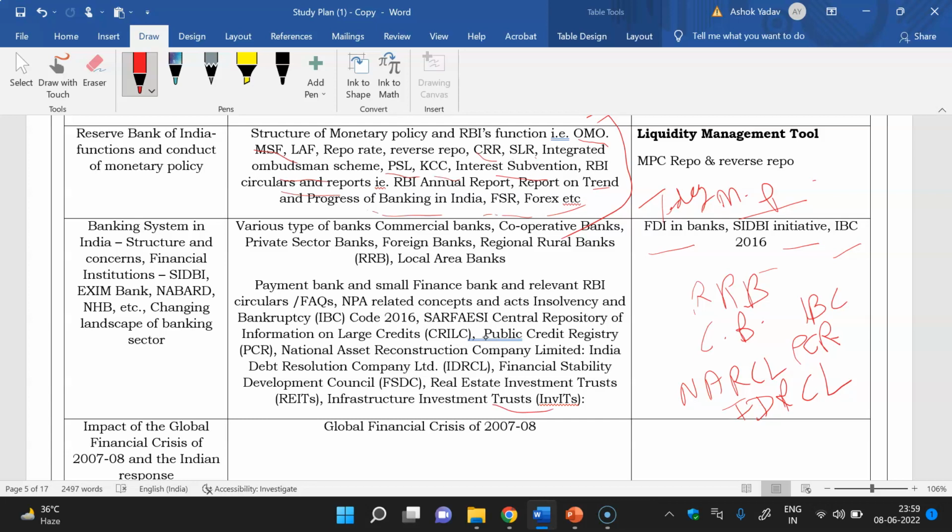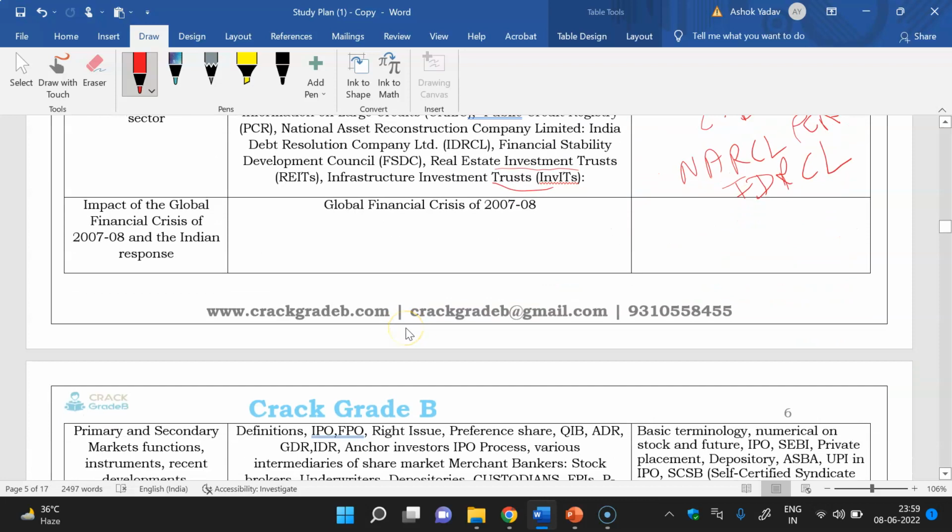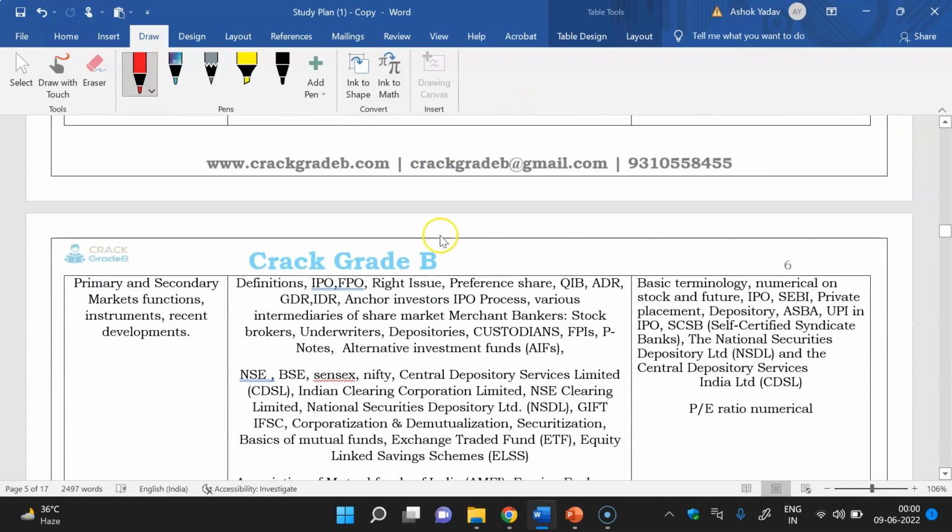Infrastructure Investment Trust and Real Estate Investment Trust are also important. This was recently in the news because the government is planning to convert the National Highways Authority of India into an Infrastructure Investment Trust. So this is very important. It is an important point from the descriptive point of view. Last year it was asked in the descriptive part.